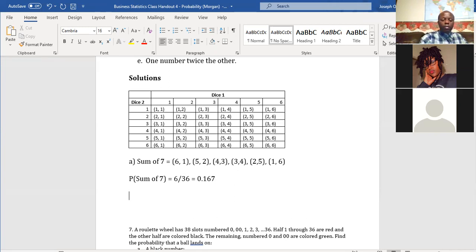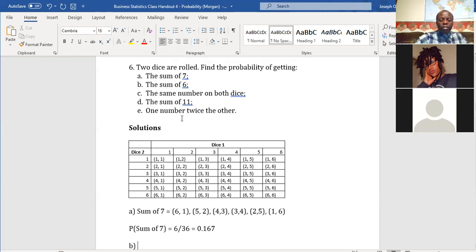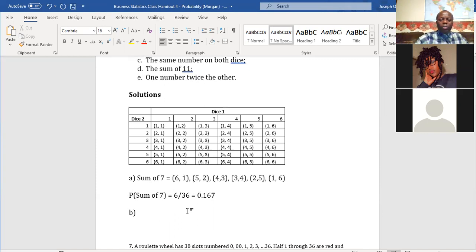Part B says: the probability of getting the sum of 6. Let us see the outcomes that will give us the sum of 6. Look at the outcomes here: 5, 1 gives us 6. Next one is 4, 2, gives us 6. Okay, 3, 3 gives us 6.